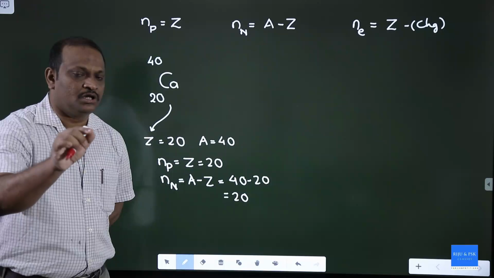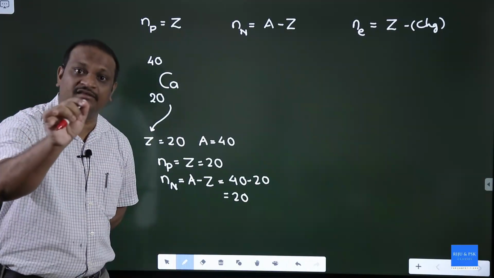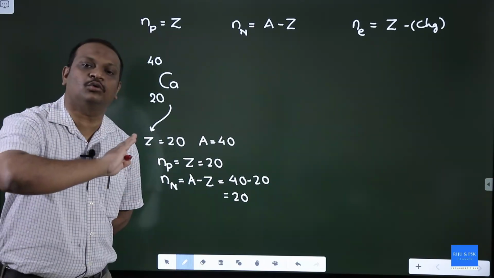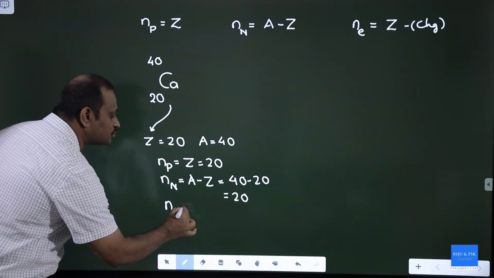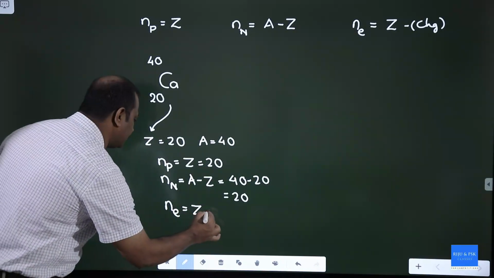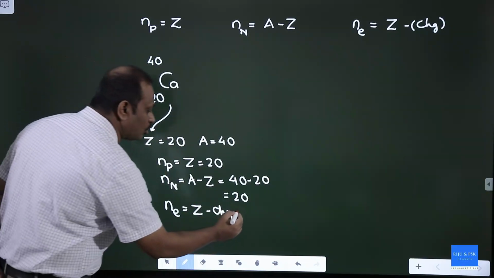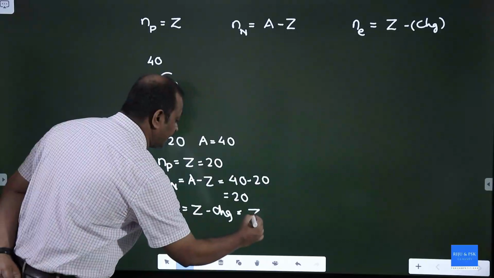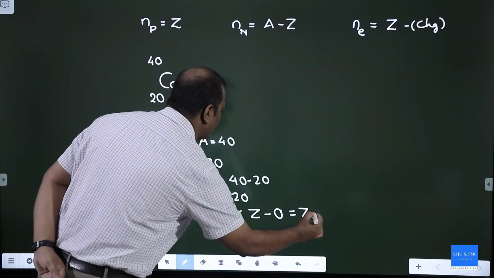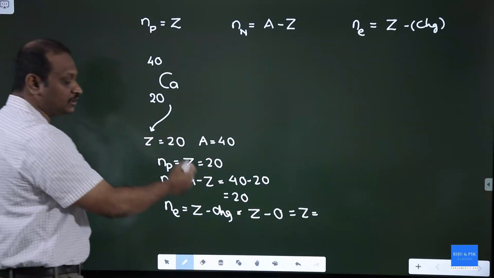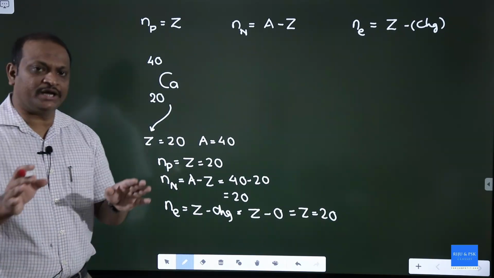Next we have the number of electrons. Try to remember, whenever we have a neutral species, its charge is 0. If charge is 0, the number of electrons is equal to the atomic number. So number of electrons is equal to Z minus charge. But charge is 0, so Z minus 0 is equal to Z. The value of Z is already written there: 20.